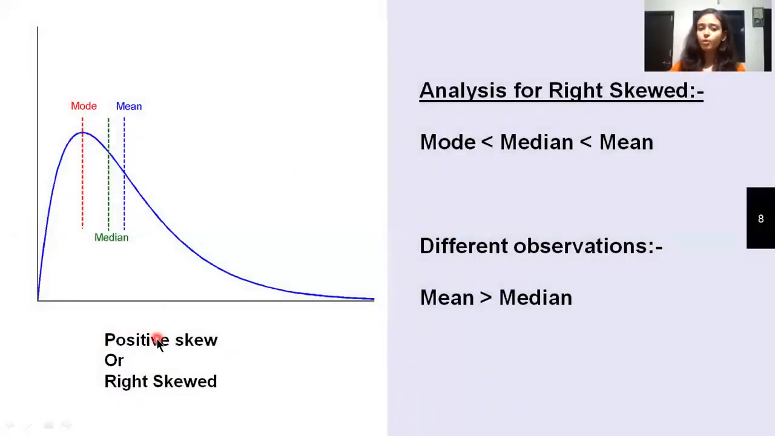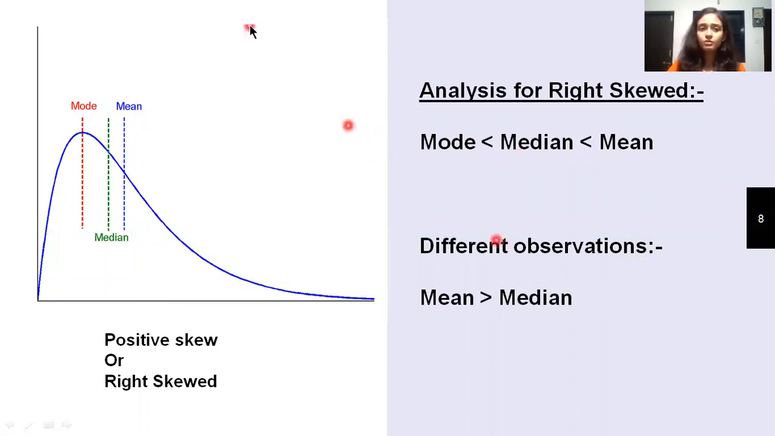So my first one is the positive skew, or you can say the right skewed. Over here you can see my mode. What is the mode? The value that is occurring most frequently. So always the peak of the graph will be your mode. So this is my mode. If you calculate the mean and median of this right skewed graph, then you will get that the value of the median will be between mode and mean. So you will get the observation like this: mode is less than median is less than mean.